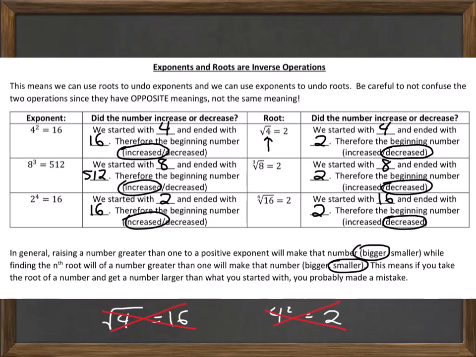If you're given an exponent problem and your number got smaller, again, you probably did something wrong. Exponents, the ending value should be larger. Roots, the ending value should be smaller. So watch yourself, be vigilant, be careful as you do the exponents and the roots, and try not to confuse the two because, again, they have opposite meanings, not the same meaning.